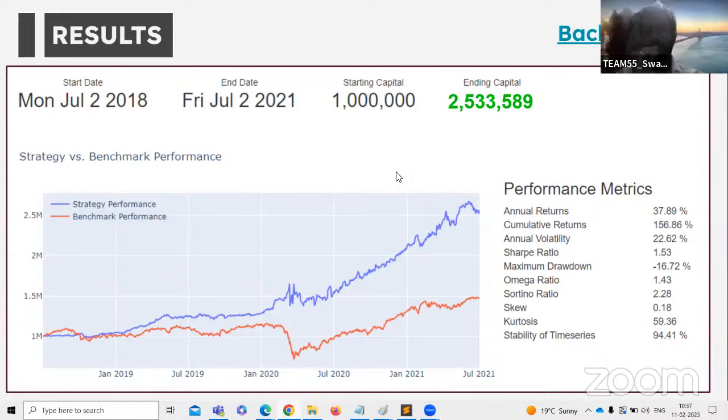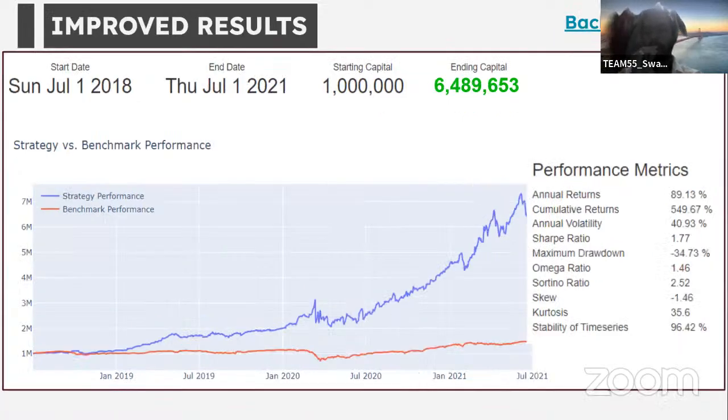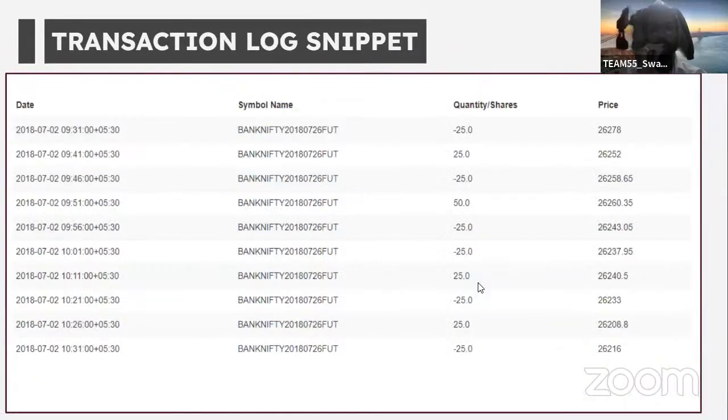But in the meantime, we have increased the leverage to 2x, which means that we have increased the cumulative returns to over 500%, and also managed to maintain the time series stability at 96%, which is a good metric. Now moving on, we have a transaction log snippet on your screen, which is clearly visible.